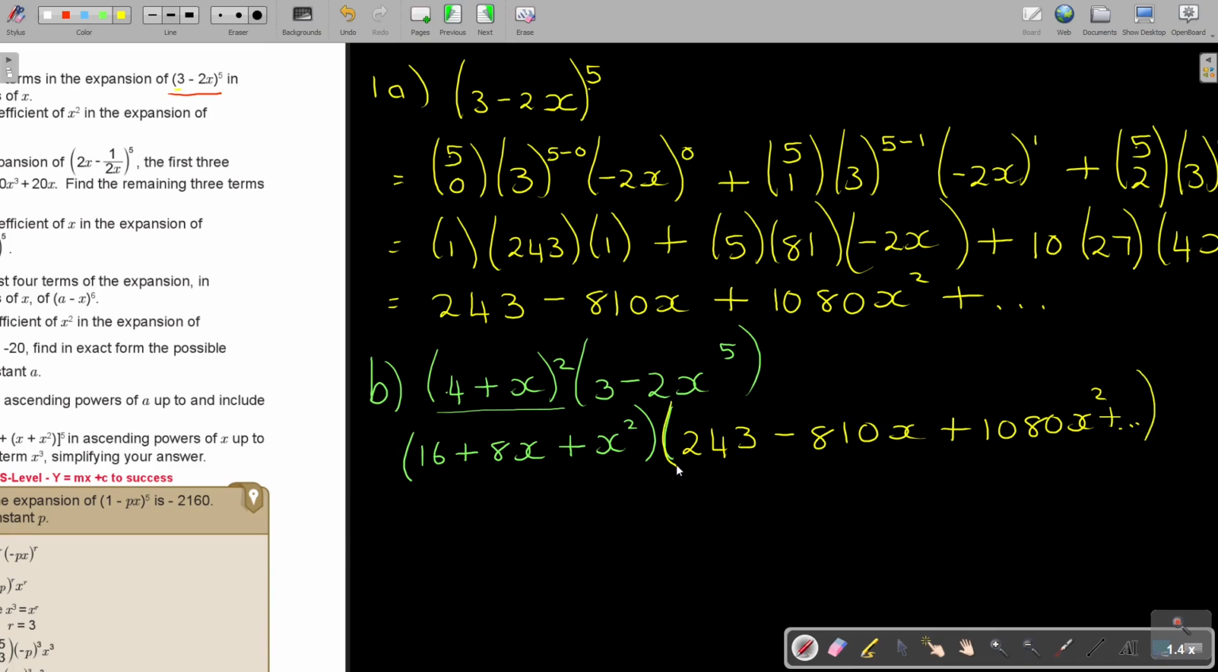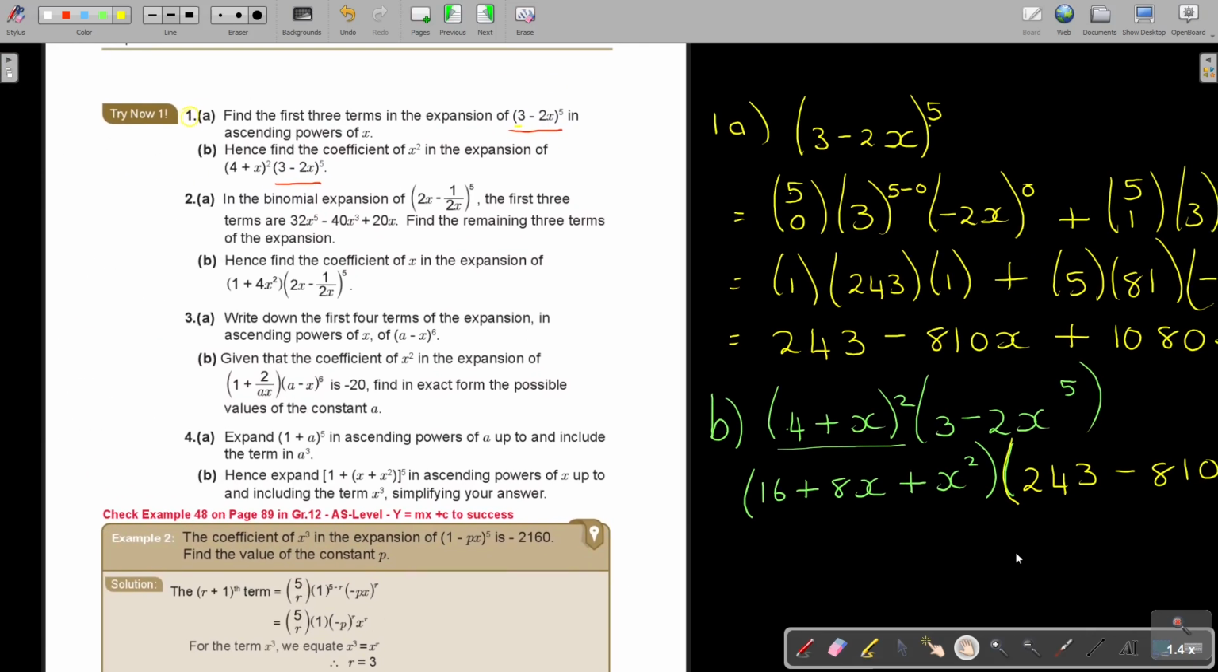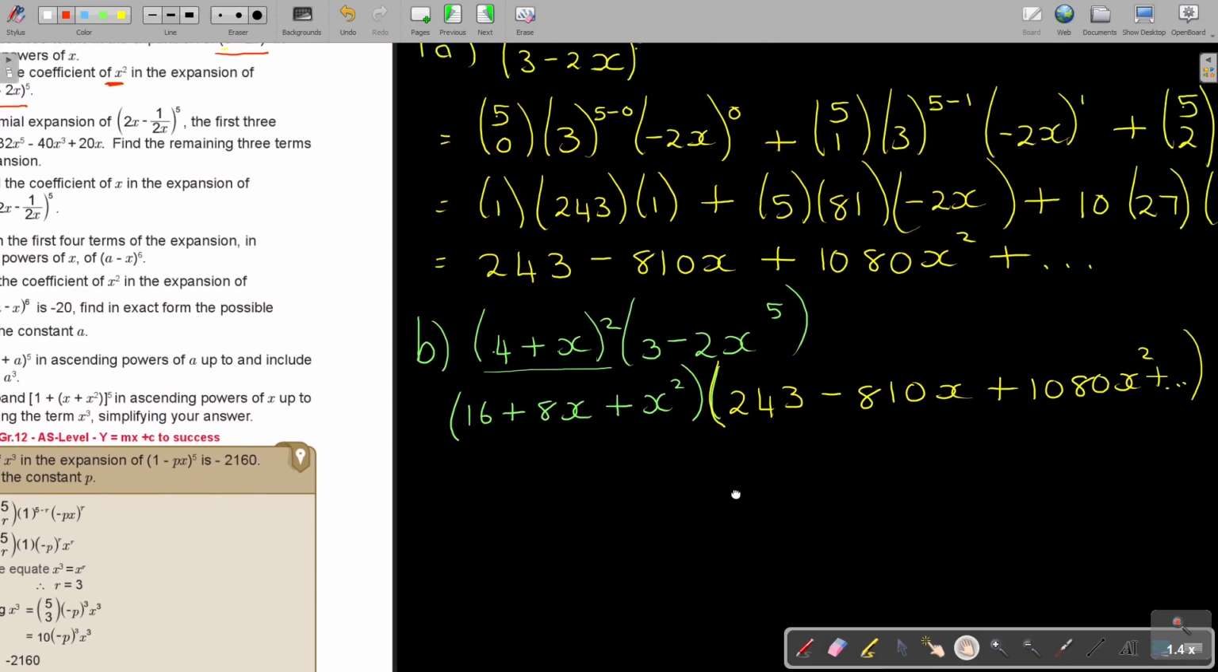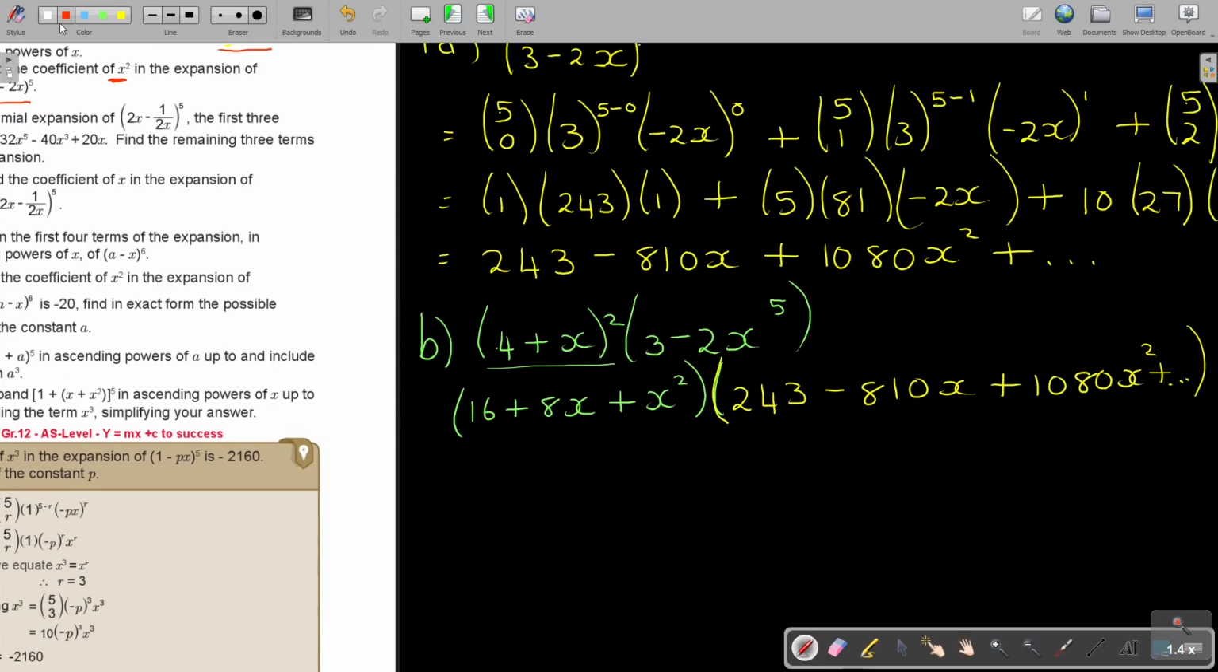Okay. Now, what is the question? Let's just go back to the question. I want the expansion of x squared. So I will just look for what will give me x squared. So let's start with the first one. If I take 16 and I multiply it with this one, I will get x squared. If I take 8x and I multiply it with this one, I will get x squared. And if I take x squared and I multiply it with this one, I will get x squared. So I'm trying to get all my x squared terms.